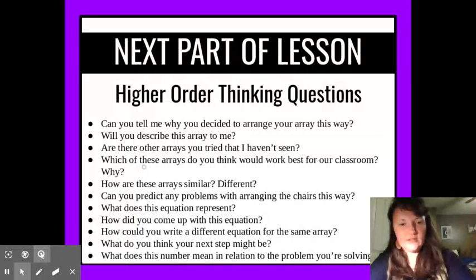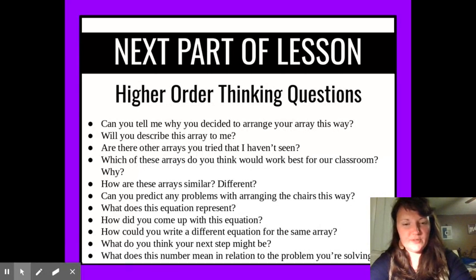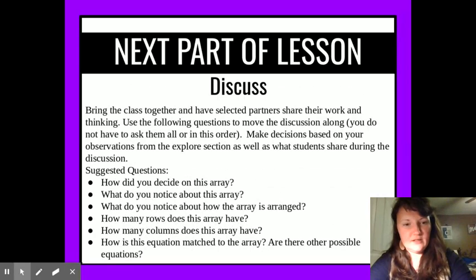All right, now, I want you to come up with the rest of the combinations. I've already gotten you started with 4 of them. See if you can come up with some more, okay? And then, at the very end, don't forget to record them. So, let's see, next slide. So, can you predict any problems with arranging the chairs this way? All right, so how did you decide on the different arrays? How many rows do the different arrays have?